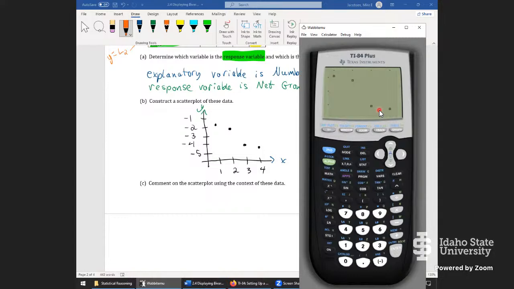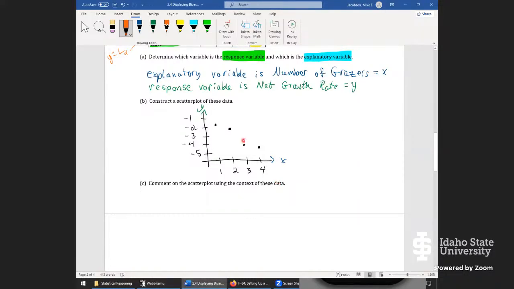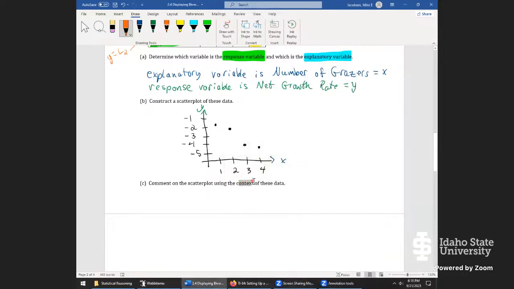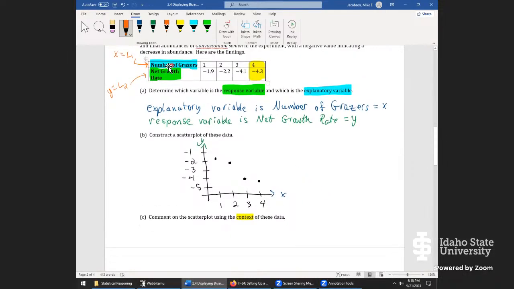Okay, we'll practice this more and more as we go through the notes in 2.4, 4.1, and so on. But for the moment, however you constructed your scatter plot, we need to comment on it using the context of these data. Always, this word is a little tricky. Let's highlight that. When it says context of the data, we have to be mentioning the grazers and the growth rate of the algae some way when we go to write a response.